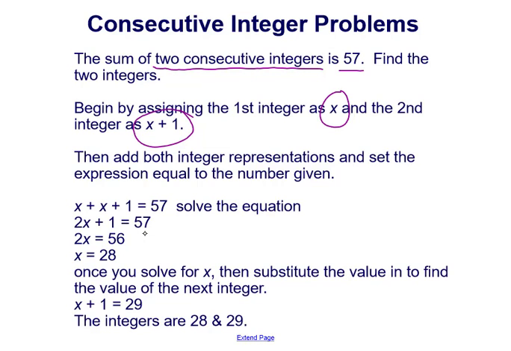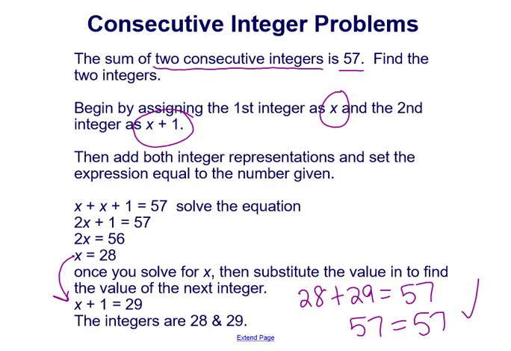So that's our first integer. Once we solve for x, we can substitute that value in to find the value of the next integer. Remember, the first integer was x, so the second is x plus 1. So we can do 28 plus 1, which gives us 29. So the two integers are 28 and 29. And we can always check our work with these problems because the two integers should have a sum of 57. So 28 plus 29 should equal 57. And it does. 57 equals 57 gives us our check.